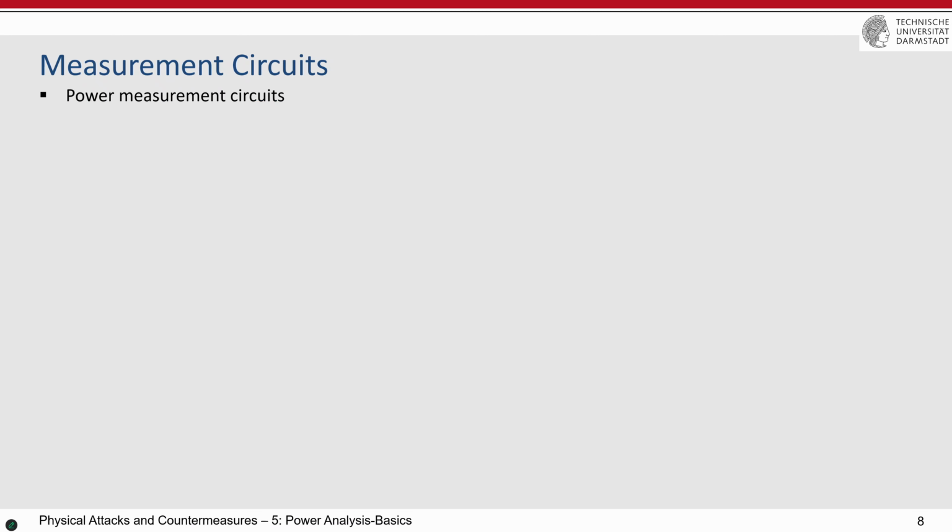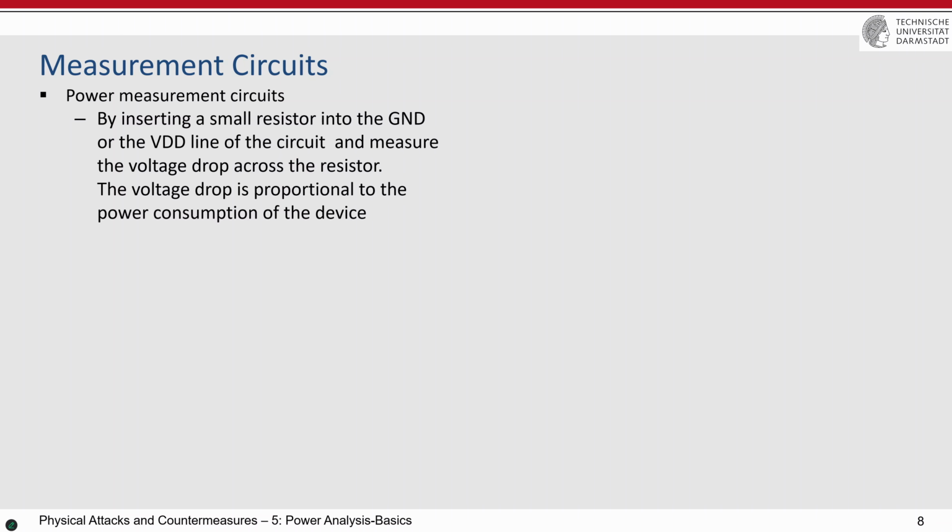Now, how do we measure this? We learned that the power consumption of CMOS circuits depends on the data that they process, but how do we measure it? We need to insert a small resistor into the ground or VDD pad. I will explain this or draw it in more detail, and measure the voltage drop across the resistor. The voltage drop is proportional to the power consumption of the device.